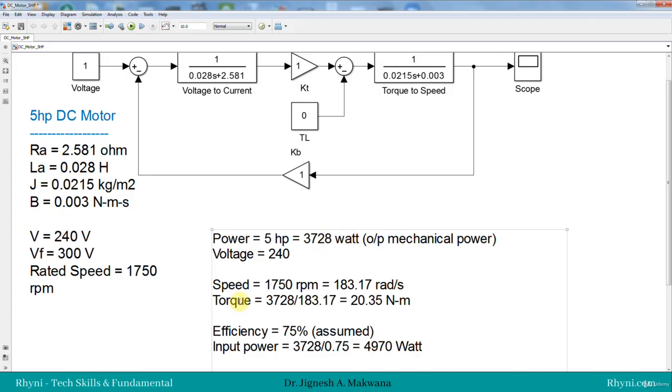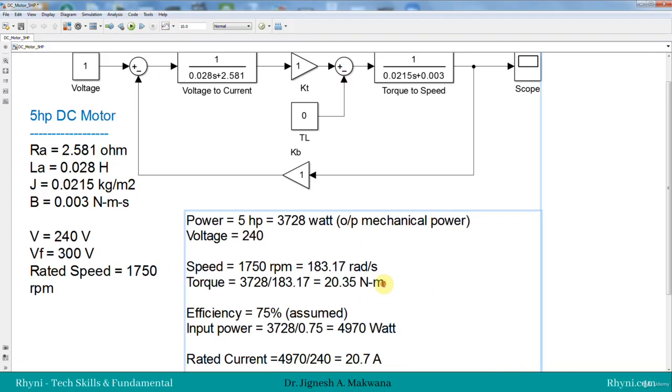So torque can be found because output mechanical power is the product of speed and torque. If we want torque in Newton meter, then we can find it as power divided by speed. Mechanical power comes in watt when speed is in radian per second and torque is in Newton meter. So 3728 divided by 183.17 is equal to 20.35 Newton meter. So this is the rated torque.